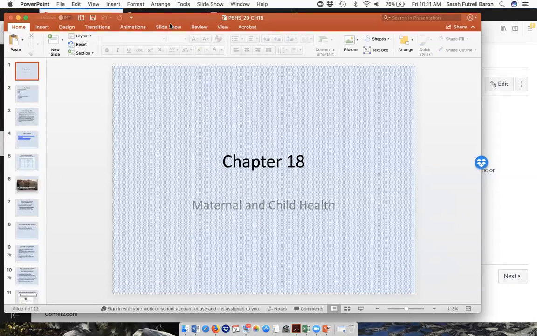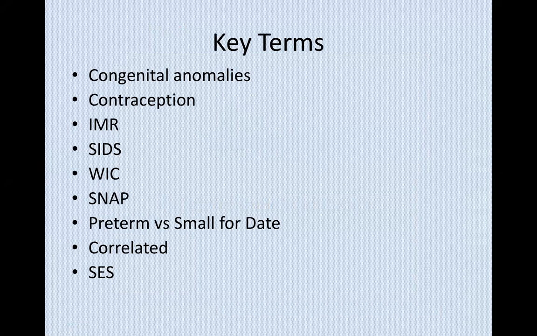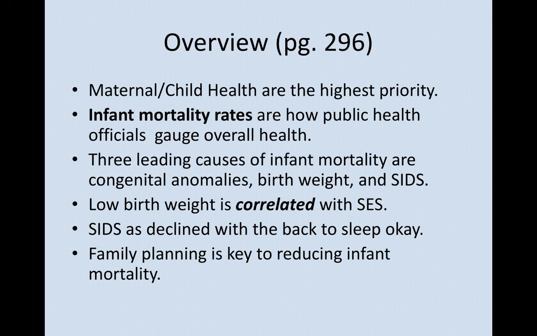The next one is maternal, child, and adolescent health. Now, I'm going to go through these slides pretty quickly because you're going to see there's some crossover. I want you to know what these congenital anomalies are, and I want you to be familiar with all these terms. Infant mortality rate, SIDS, WIC, SNAP, prenatal versus small for date. Do you know what socioeconomic status, what SES means? Look up these terms.